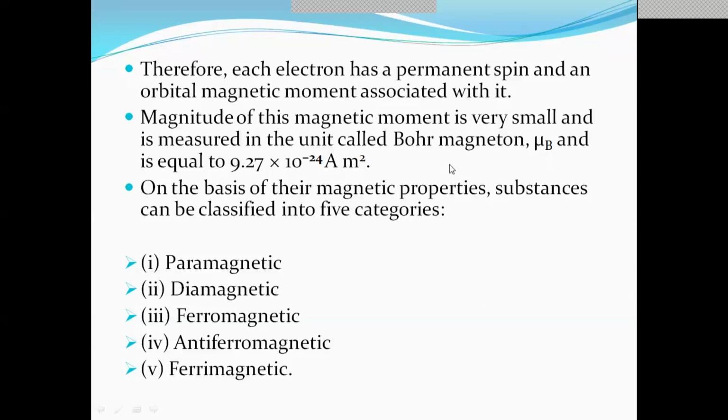Bohr magneton symbol can be represented by mu suffix B. One Bohr magneton value is equal to 9.27 into 10 to the power of minus 24 ampere meter square. On the basis of their magnetic properties, substances or solids can be classified into 5 categories. They are paramagnetic substances, diamagnetic substances, ferromagnetic substances, antiferromagnetic substances, and ferrimagnetic substances.